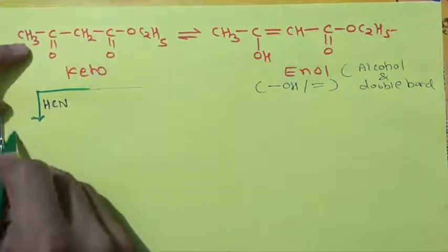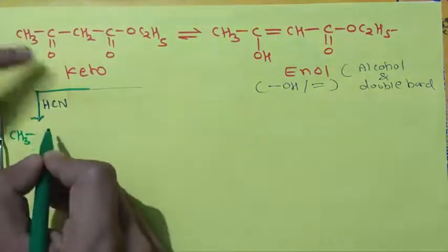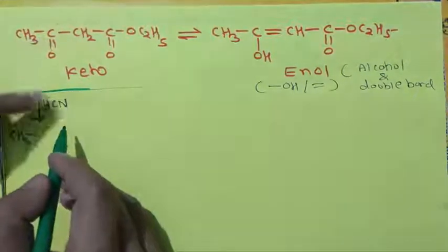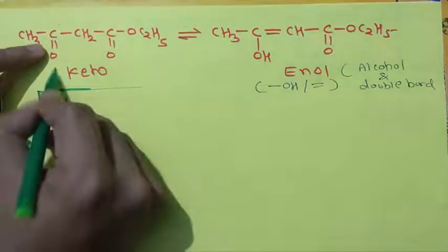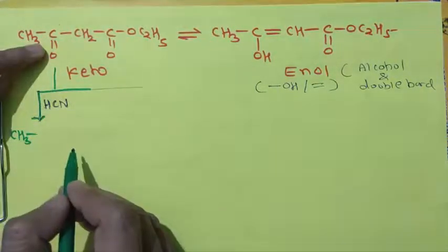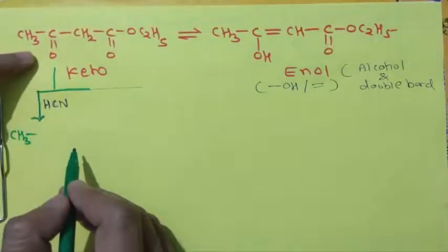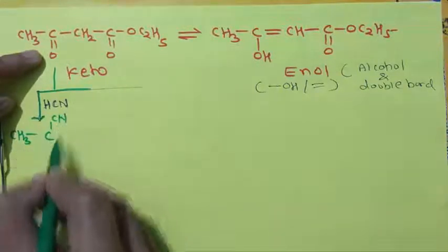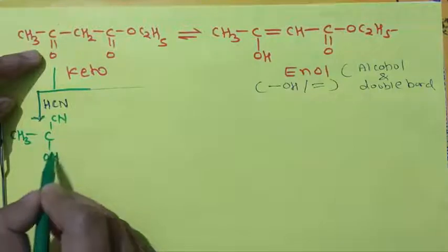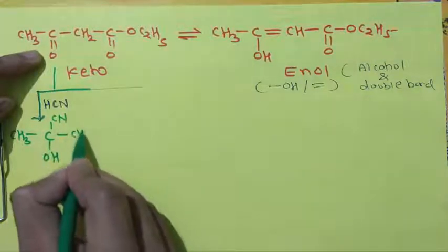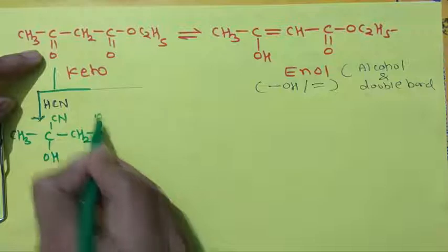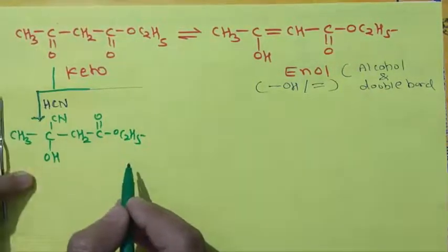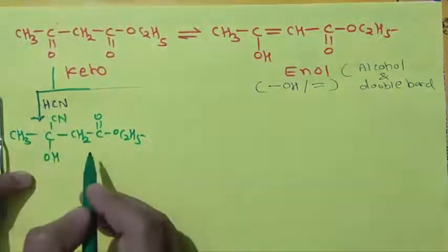What happens here? CH3C, again hydrogen cyanide. It gives an addition reaction with the carbonyl group. Here, it is the HCN reacting with the ethyl acetoacetate. What happens? CH3, again here C cyanide, and here is the OH. OH and CN. Again here CH2 C double bond O, O C2H5. This gives the addition reaction with hydrogen cyanide.